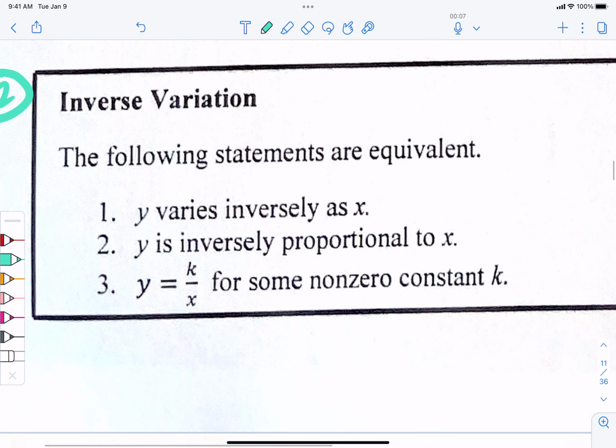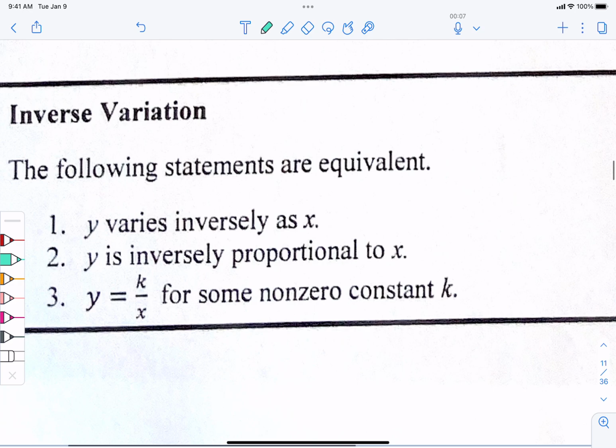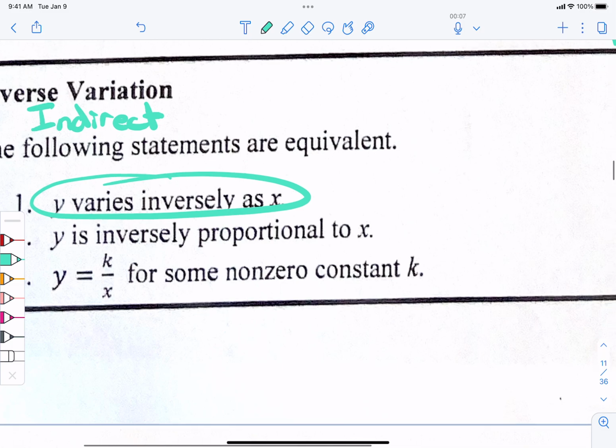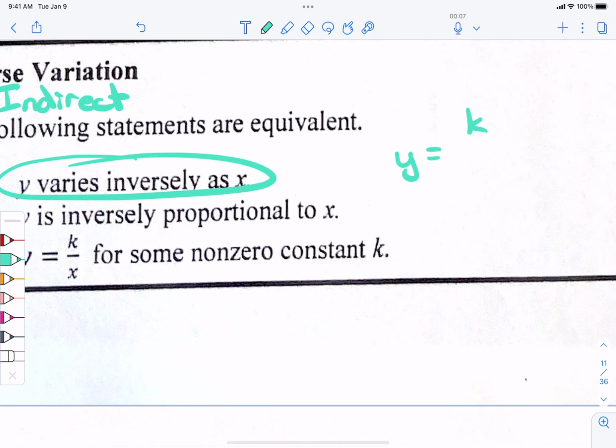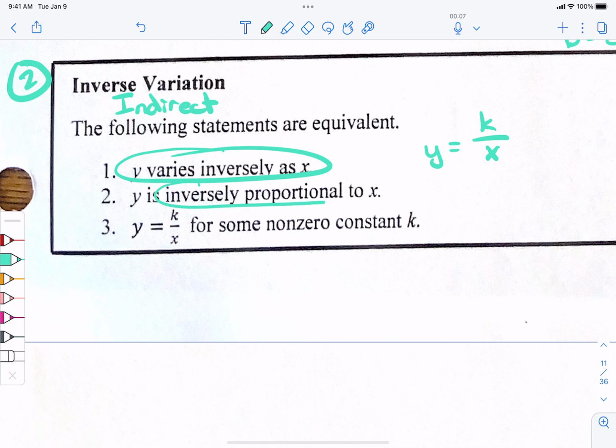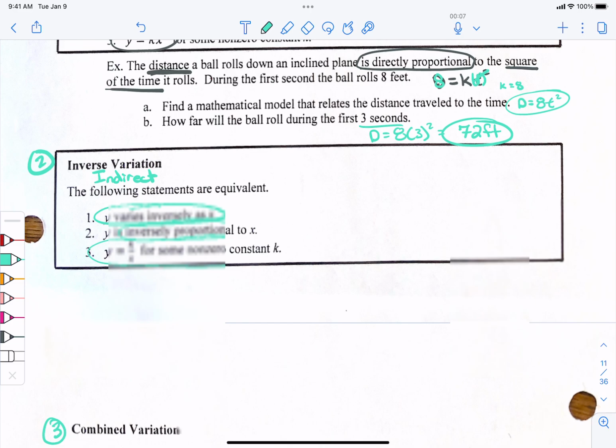Inverse variation. I don't have an example for that because we're going to do an example on the back that involves inverse variation, but y varies inversely as x. If they say inverse, they also call this indirect variation. So we have direct and indirect. Indirect and inverse mean the same thing. If they say y varies inversely, we have y equals k over x rather than y equals k times x. Write that down. Otherwise, it's inversely proportionate, or k over x for some non-zero constant k. This is inverse or indirect variation, k over x. That's inverse, so write this guy down right here.